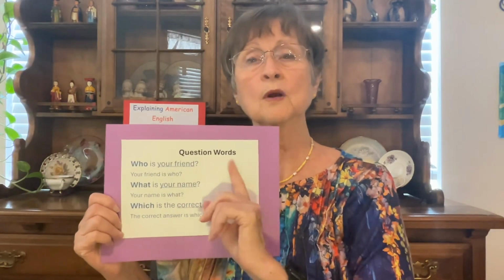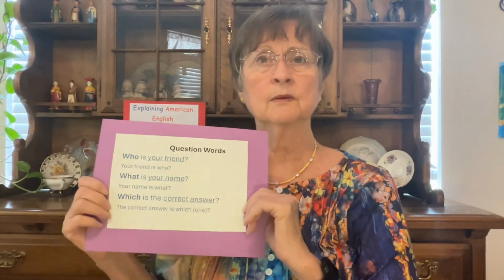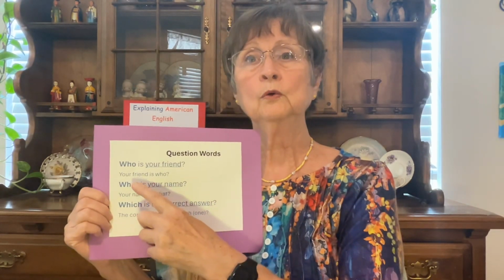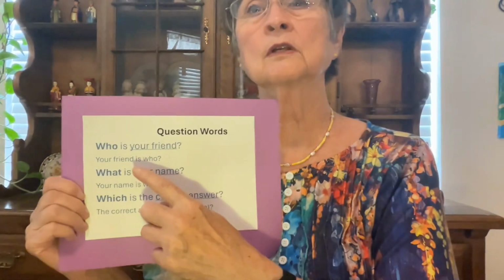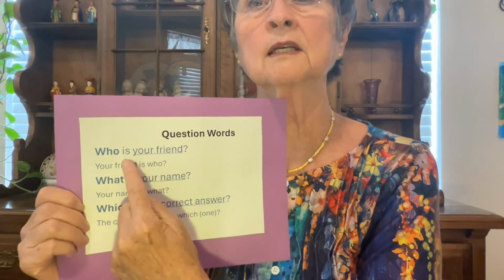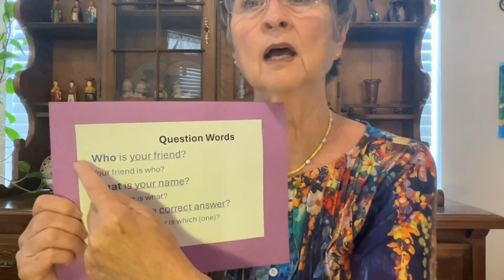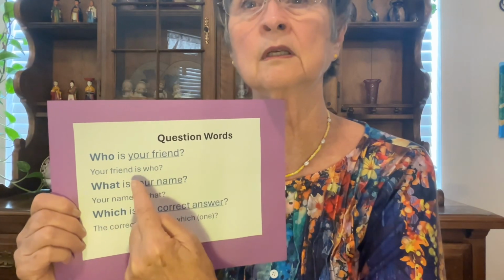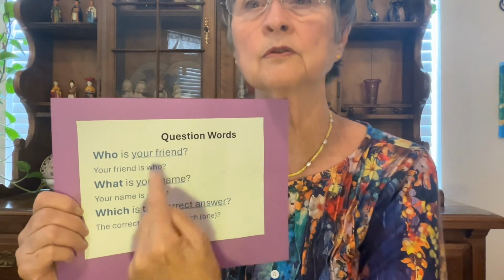Now on that other section, I first mentioned the question words. They're called other things by some teachers, but I'm just going to call them question words. Who is your friend? Your friend is who? It's another way of asking the same question. This is a linking verb, so it can go on either side. Who is your friend? Your friend is who? They mean the same person.